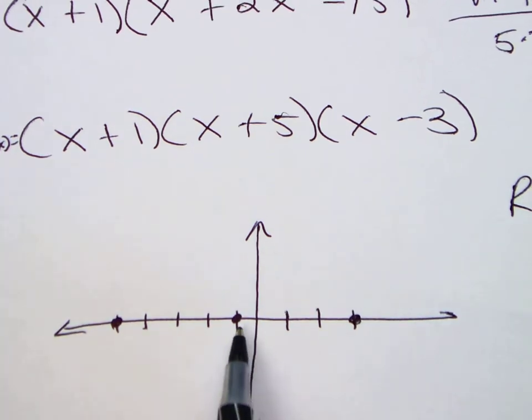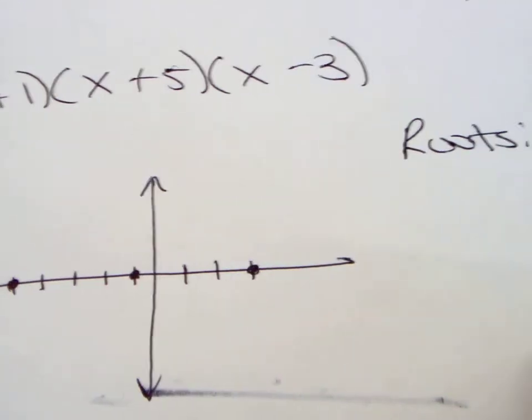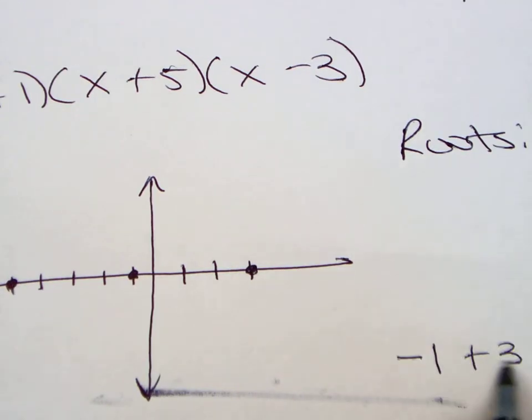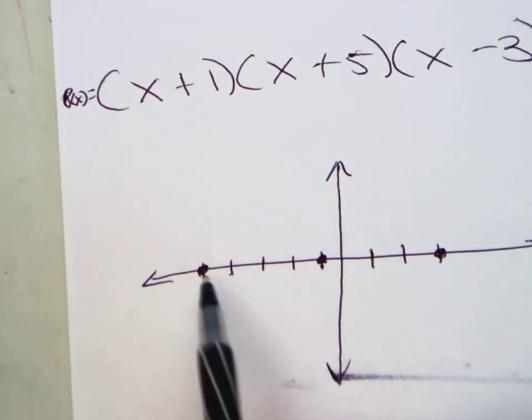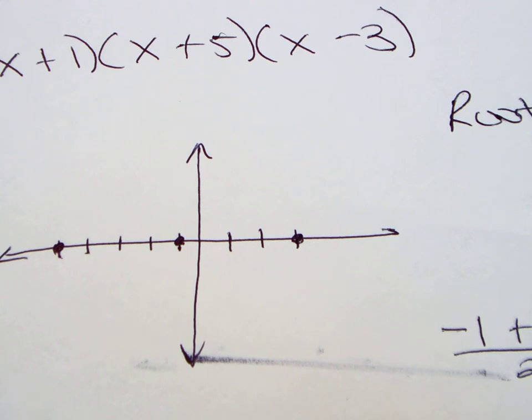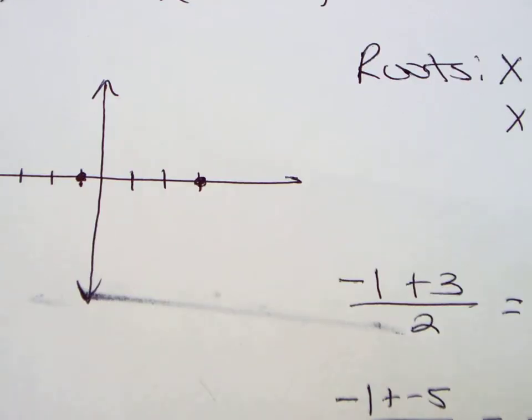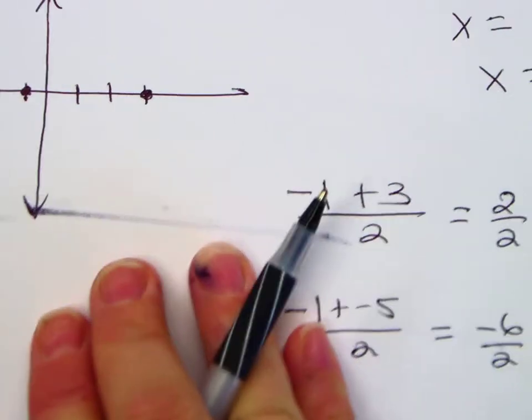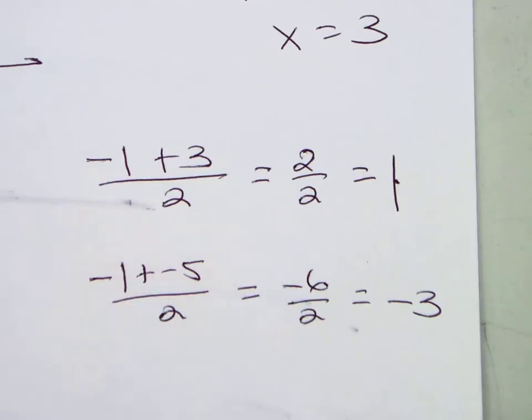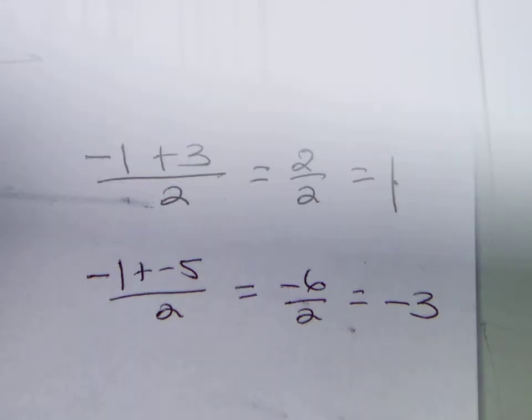So I need midpoints, right? What's the halfway point between negative 1 and 3? So negative 1 plus 3 divided by 2. That's 2 divided by 2 equals 1. And do the same thing for these two. We have negative 1 and negative 5, the two next to each other. Negative 1 plus negative 5 divided by 2. Negative 6 over 2 is negative 3. So my 2 points of extrema, the x values are 1 and negative 3. Doing just what we did last time.